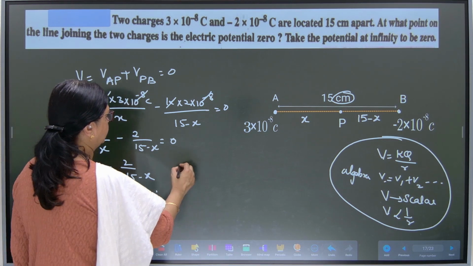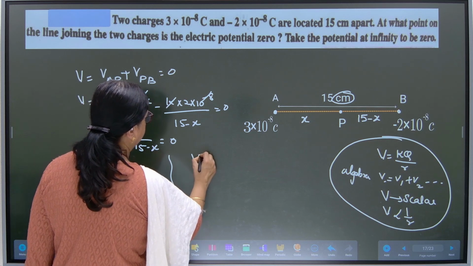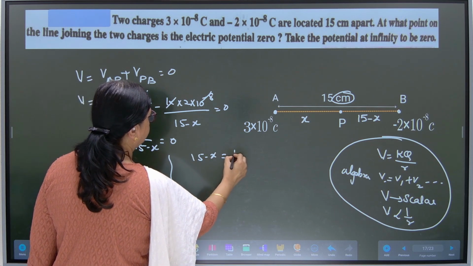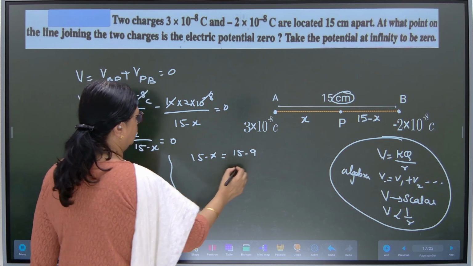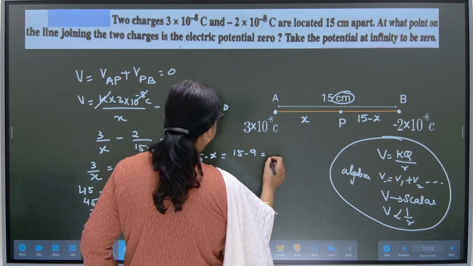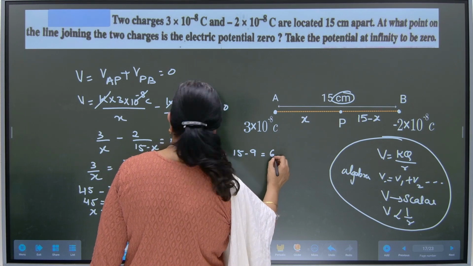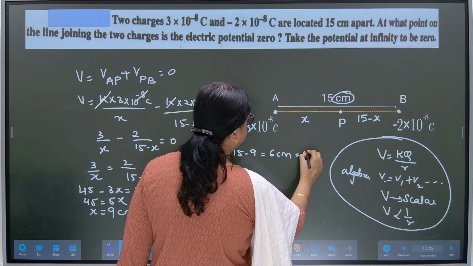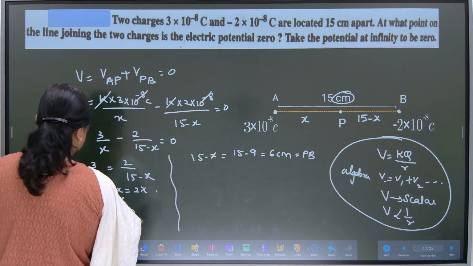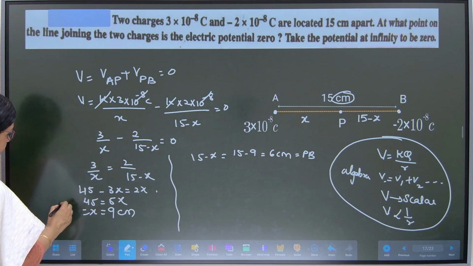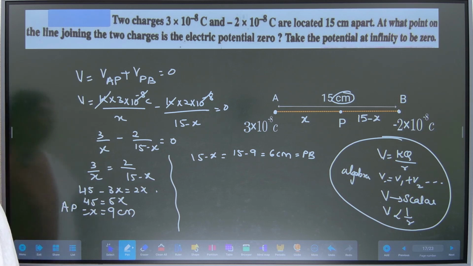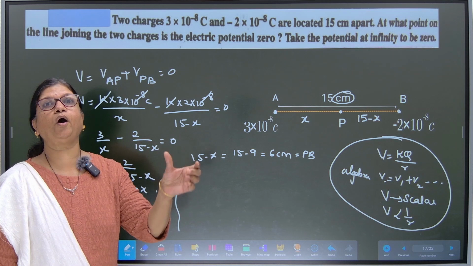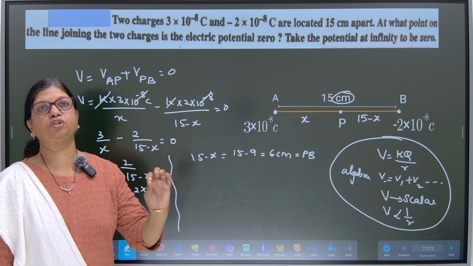So what is 15 minus x then? 15 minus x is equal to 15 minus 9, that is equal to 6 centimeters, which is equal to PB. And x here is AP. So I am ready with my answer, giving me the point where the electric potential is 0.